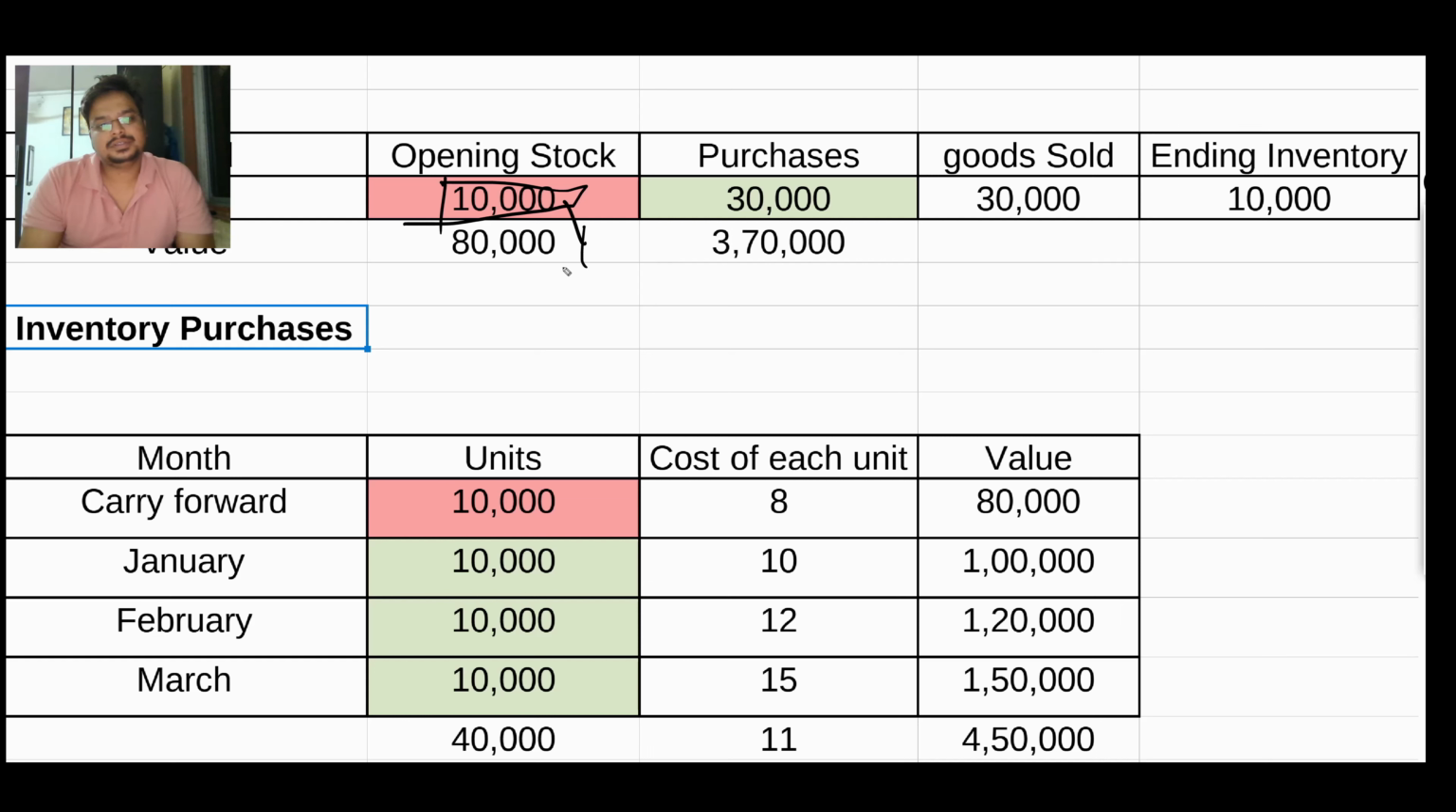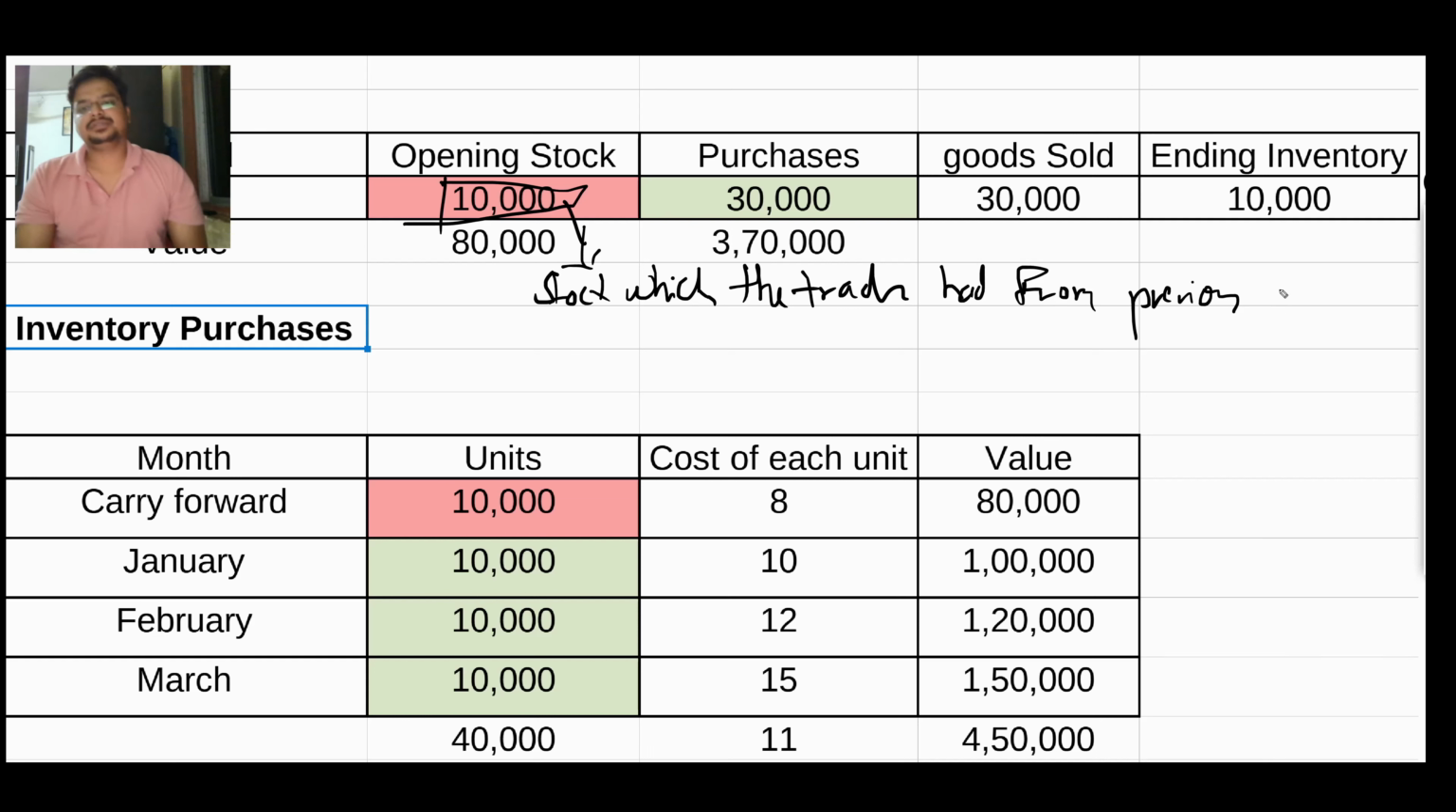Okay, this is the opening stock, which is nothing but stock which the trader had from the previous period, and this is unsold. This was something unsold, and this was something which he carried forward in the next period. Okay, maybe the next quarter or something like that.